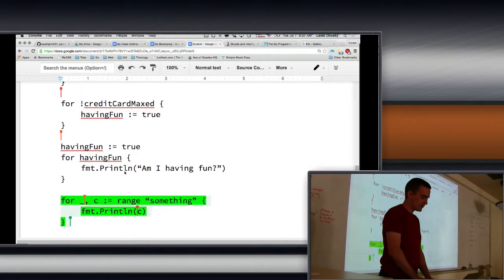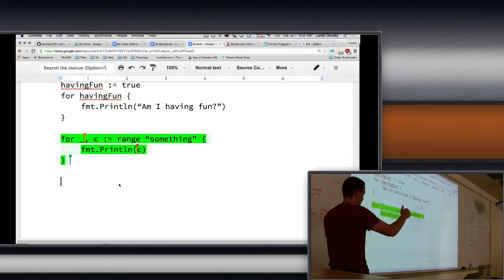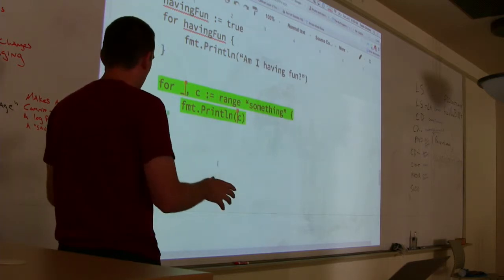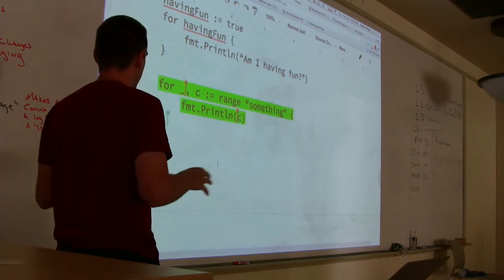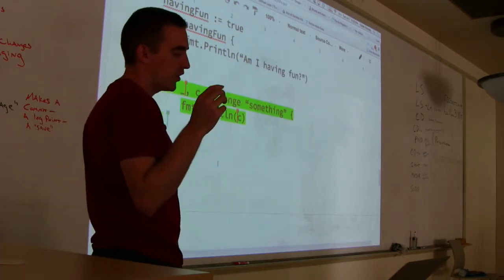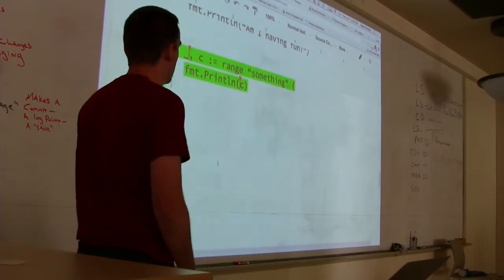Okay, so that's a for loop. We did the fixed length for loop where we use I as an index, and we did the range, and we did the condition for loop. We'll see the other versions of the for loop later. But that's basically how you loop in Go. There's no while, there's no do, there's no until, there's nothing else like that. We just use for.